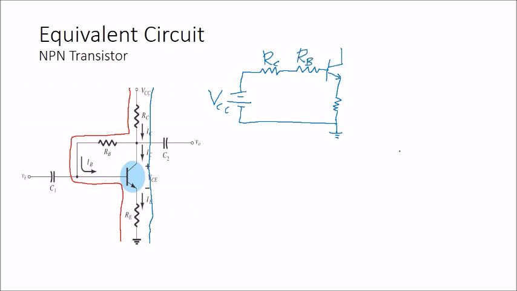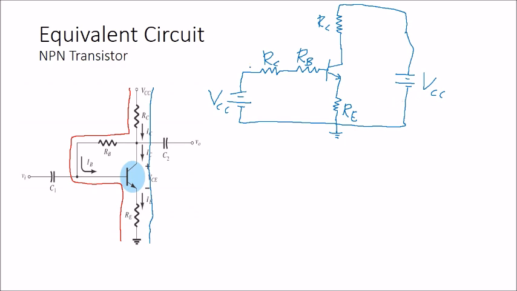Okay, for the CE loop, maybe we can start from the VCC. From the VCC here, this will connect to the RC. From the RC it's connected to the C terminal, and from the C terminal it goes to the E terminal, and then we have the RE. After RE it's connected to the ground. So this is the RE, this is the RC, and this is the VCC. Okay, this is your complete equivalent circuit.